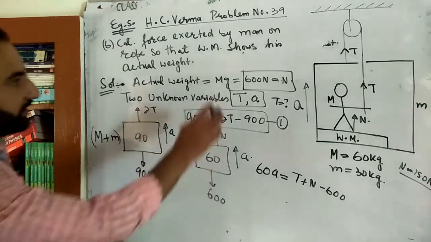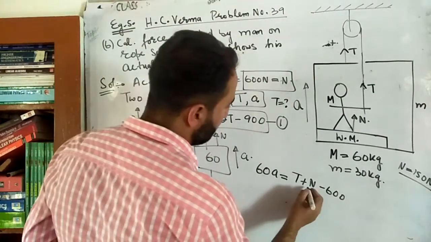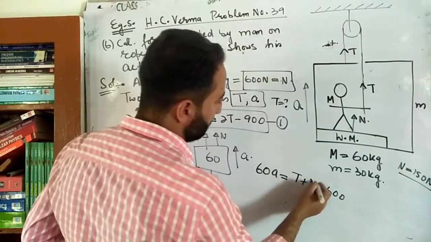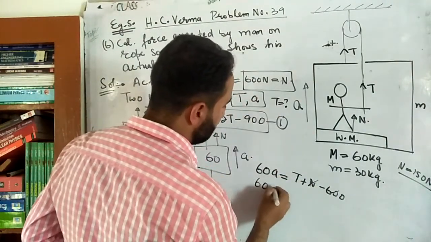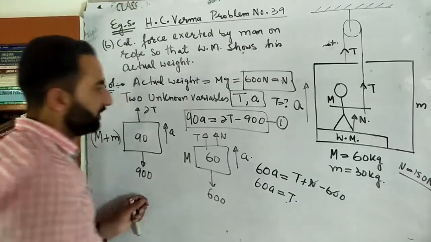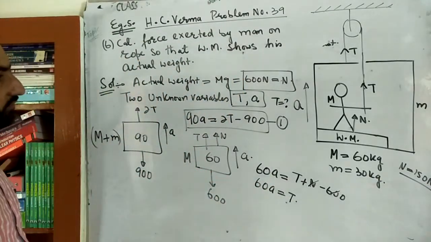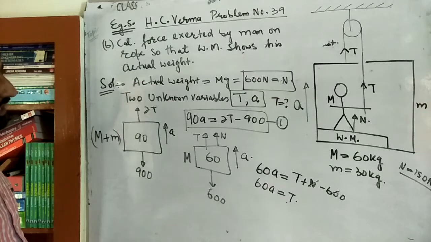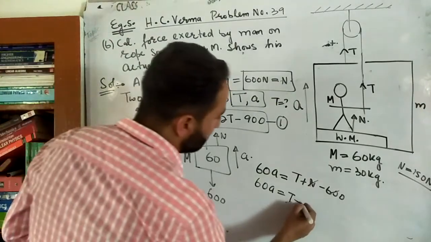Okay, so we know the normal reaction as well. And how much is that? That's 600. So this and this will cancel, which implies that 60a is equal to T. Now what we have to do is eliminate the value of a, since we need T. So this is equation number second.